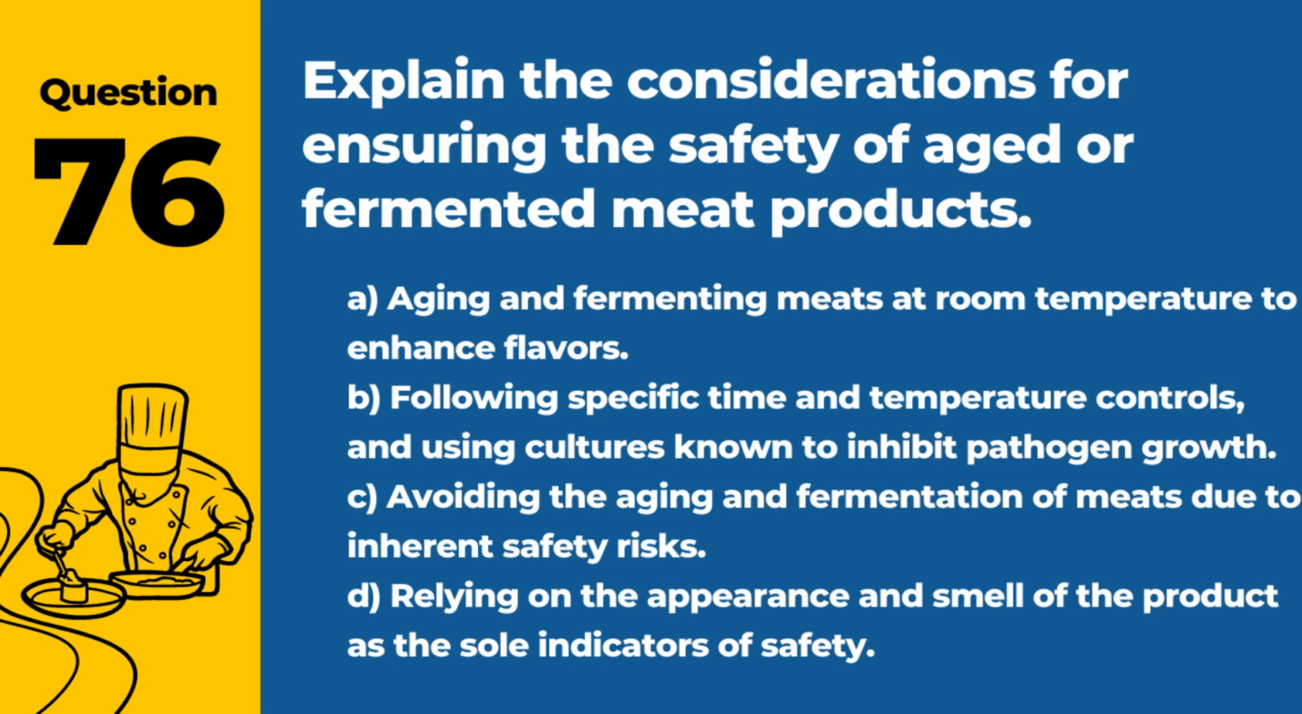A. Aging and fermenting meats at room temperature to enhance flavors. B. Following specific time and temperature controls and using cultures known to inhibit pathogen growth. C. Avoiding the aging and fermentation of meats due to inherent safety risks. E. Relying on the appearance and smell of the product as the sole indicators of safety.